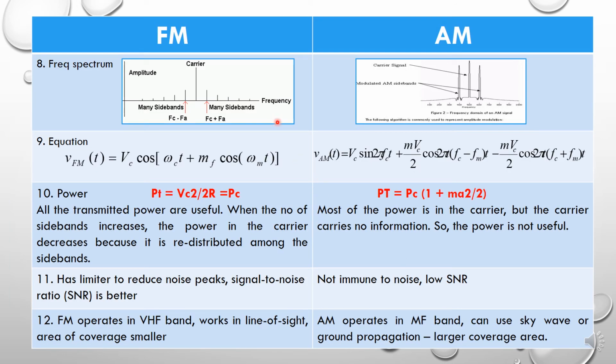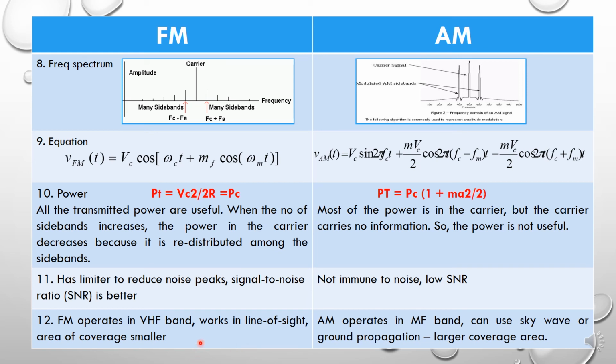Okay, next. This is the frequency spectrum and also the equation for FM, and this is for AM. For power, PT is equal to VC squared over 2R, which is equal to PC, the carrier power, and for AM, PT is equal to PC times 1 plus ma squared over 2. Okay, for FM the signal to noise ratio is better, and for AM it has a low SNR value.